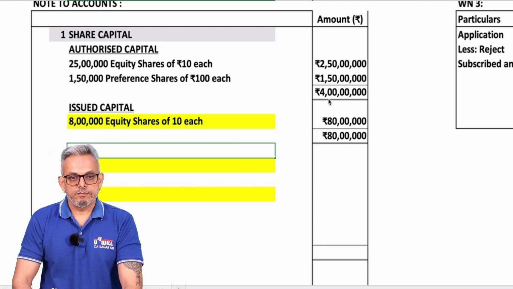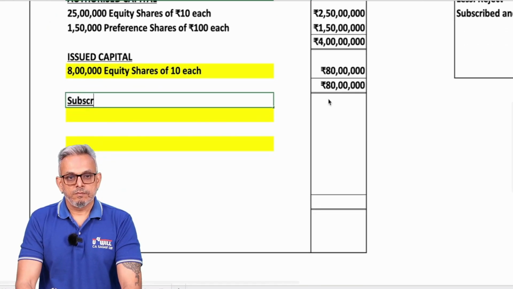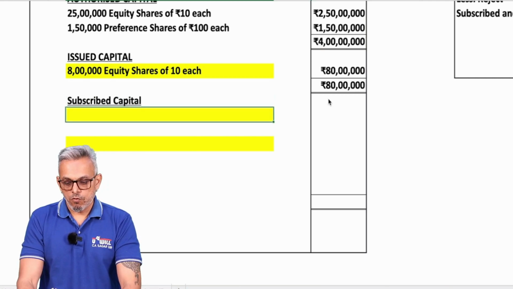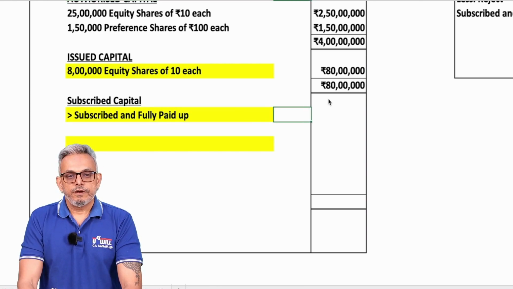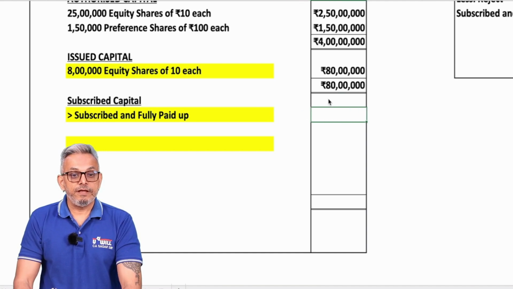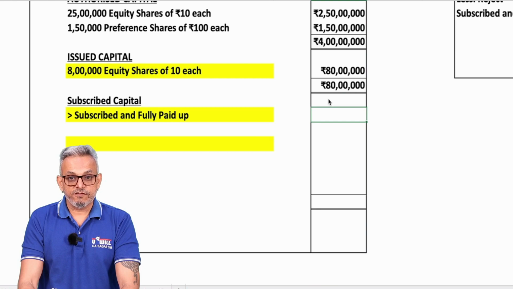Subscribed capital. Now over here in subscribed capital, subscribed and fully paid up. Now, subscribed and fully paid up: no shares are fully paid up right now, so we leave this blank.